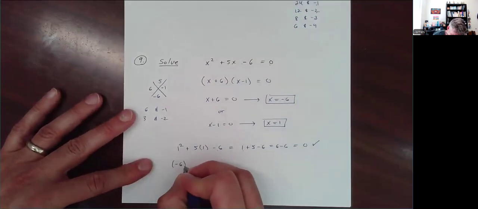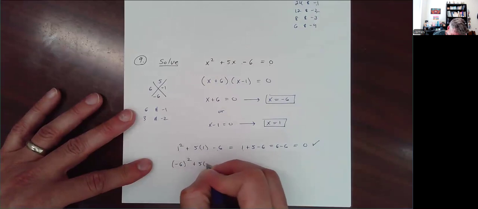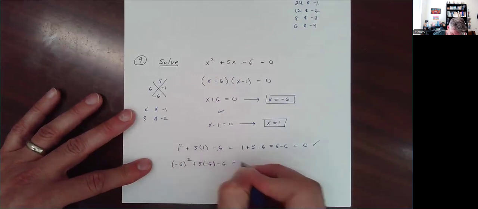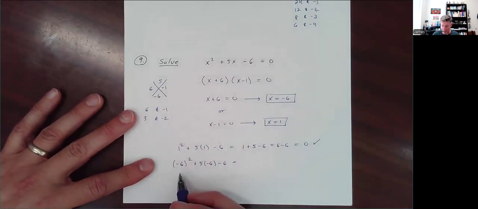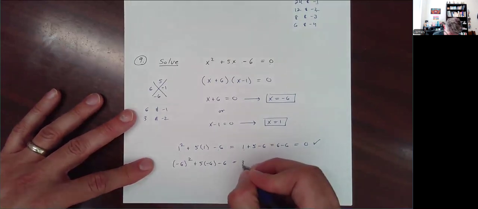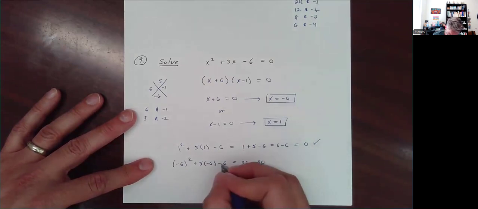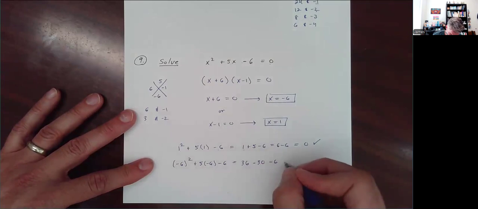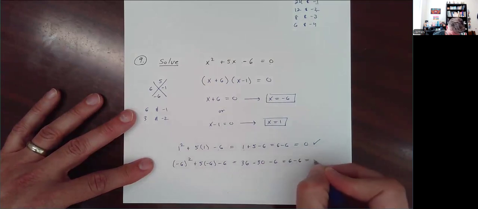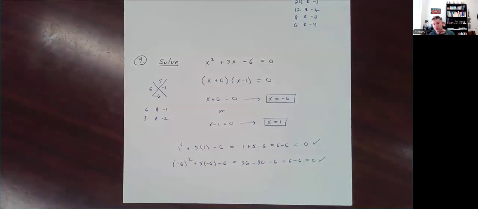So -6 squared plus 5 times -6 minus 6 is equal to. So when you square a negative number, and the negative is on the inside of the parentheses, it's -6 times -6, which is +36. 5 times -6 is -30 minus 6. 36 minus 30 is 6, and 6 minus 6 is 0. So that checks out. Those are the two solutions.